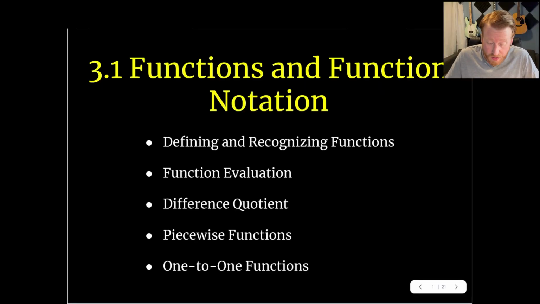Today we will continue our review of the college algebra portion, specifically talking about functions and function notation. So let's get into it. Today we're going to start with the definition and how to recognize functions compared to relations. We'll talk about function evaluation and the difference quotient. I'll talk about piecewise functions and one-to-one functions.